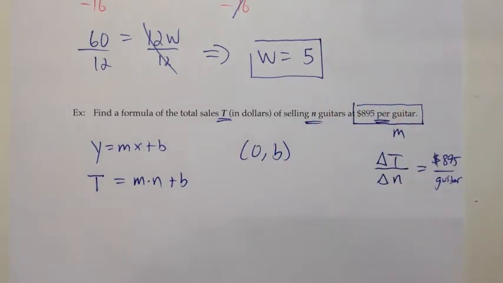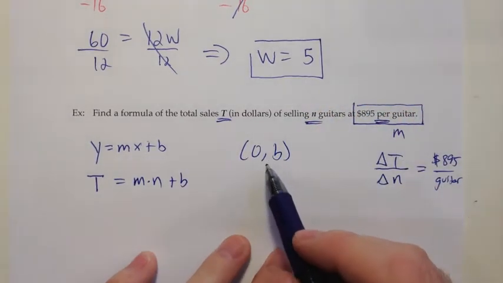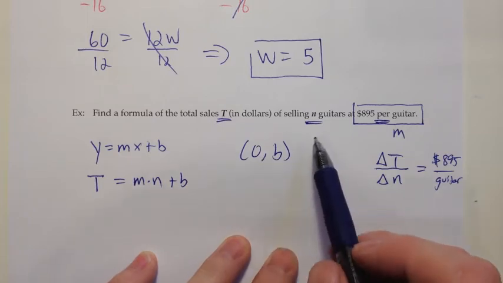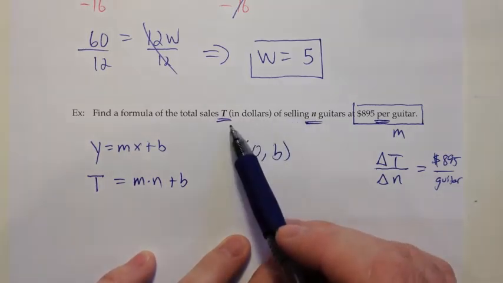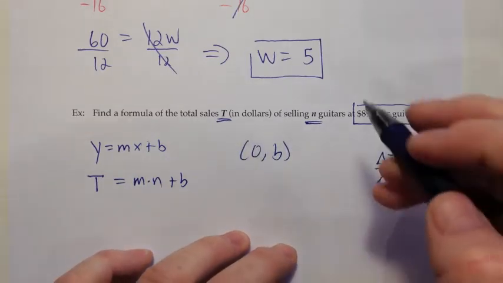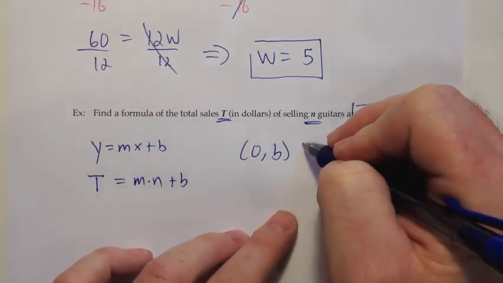Remember, B is the y coordinate of the y-intercept, and it always goes with an input of 0. Well, how much should it cost to buy 0 guitars? If this is going to make sense at all, we wouldn't pay any money if we're not buying guitars. So I think in this case, our B is 0.